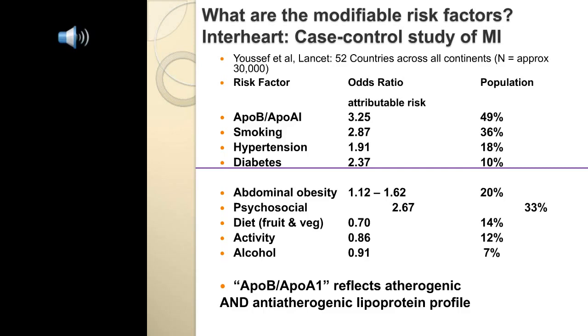The other interesting thing from this trial was that below the line you see for the first time statistical evidence about the contribution of things we've suspected as risk factors but haven't been able to prove in the past. Things like abdominal obesity, psychosocial factors, poor diet, lack of exercise, and a slight beneficial effect from alcohol. But the main message from this slide was the prominence of lipid risk factors, and, interestingly, the use of apolipoprotein measurements in this epidemiological study to try to capture that.